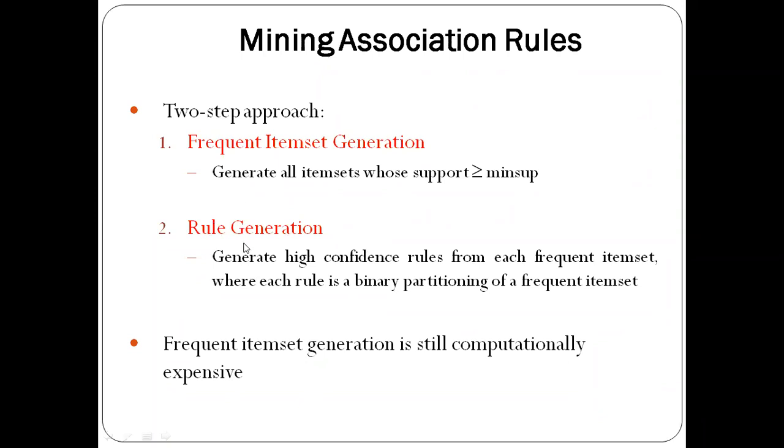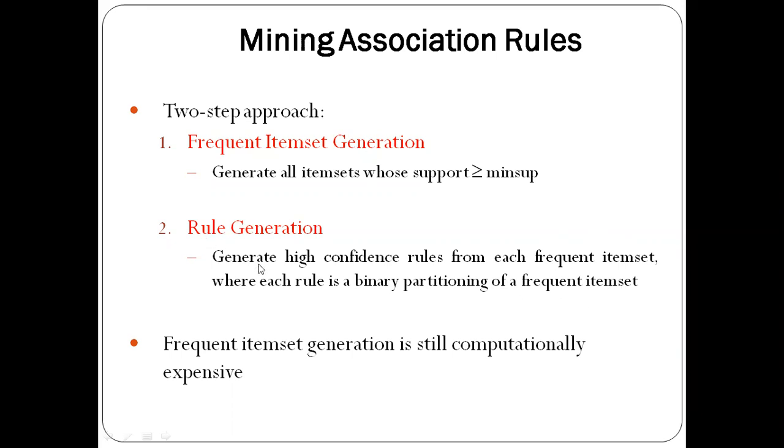The second step is rule generation, where we will be calculating the confidence of the rules, and then we will compare the confidence with the minimum confidence. If the confidence is greater than the minimum confidence, then all those rules will be considered as high confidence rules, and these are the required rules which we will be maintaining here. So generate all the high confidence rules from each of the frequent item sets, where each rule is a binary partition of the frequent item set.